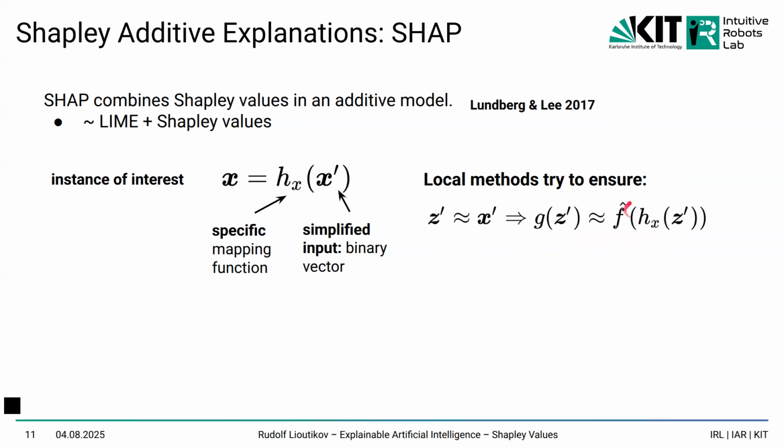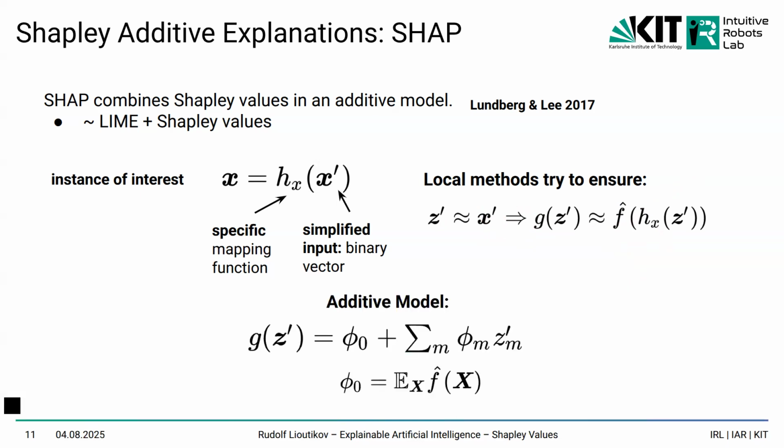Because for x, this is even equal. This is trivial, right? Because h of x dash is just x, and f dash of x, we have that covered. So we actually want to say, if we have something in the vicinity of x dash, so z dash, then this still holds. This will be approximately still the same, right? Make sense? So this is what local methods try to ensure.